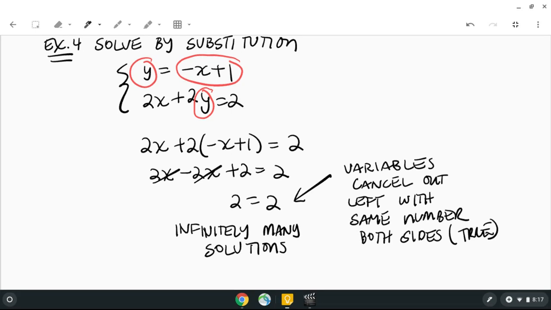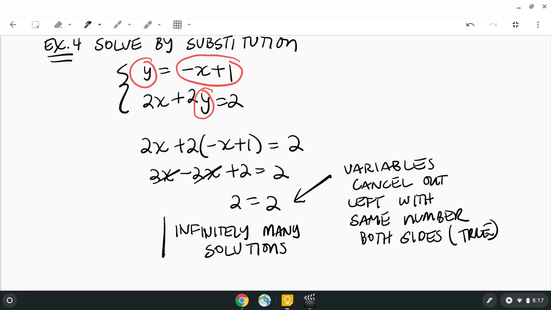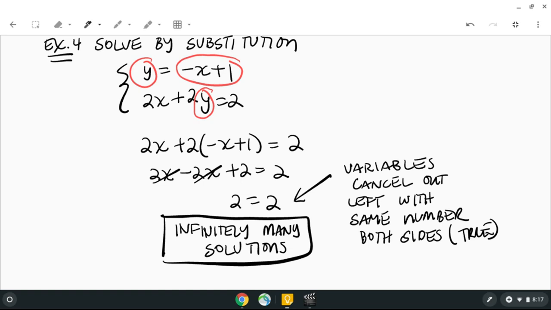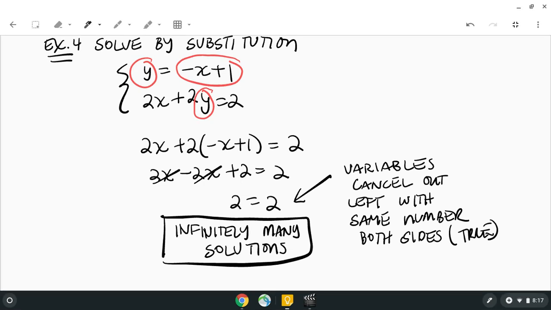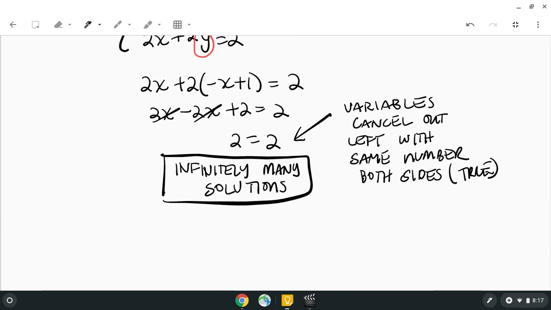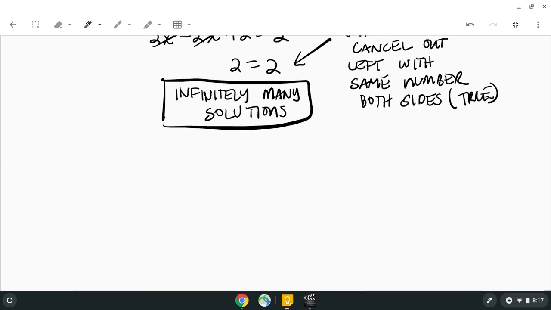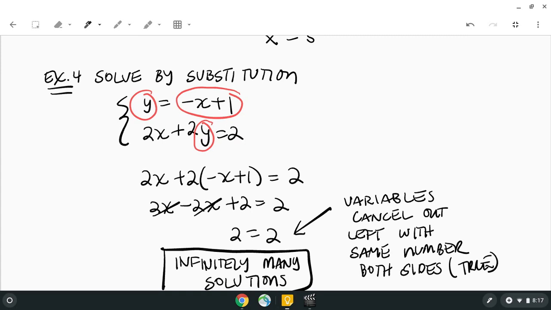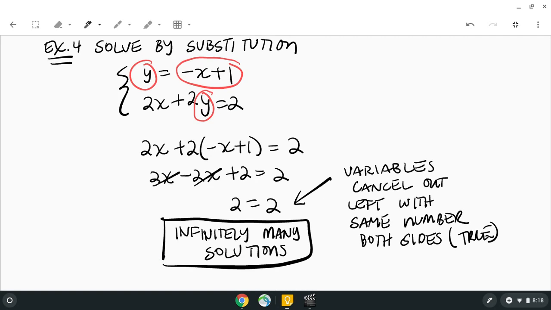And that's the case where you end up with the same number, 2 equals 2. If you end up with two different numbers, like 0 equals 2 or 5 equals 7, those are all not true. They're false, right? So when you end up with something false like that, that's when you have no solution. That's when you have the parallel lines. So this system here, we have infinitely many solutions. So that's the case where you have a line on top of the other.